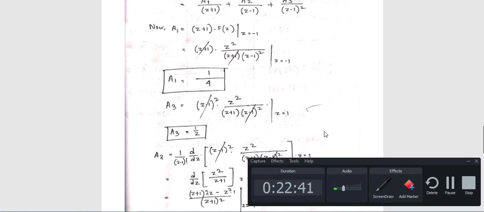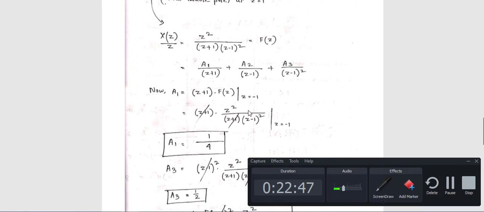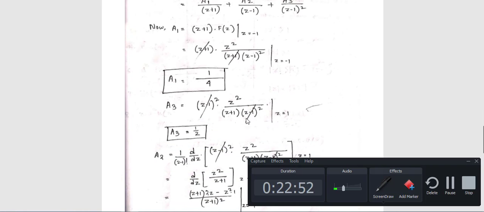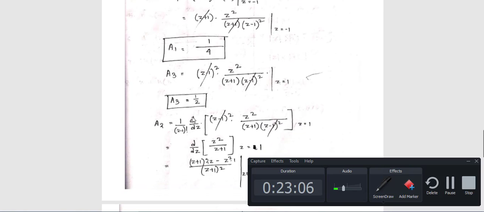Z minus 1 whole square. So just write down z minus 1 whole square into f of z. F of z again means this overall function. So write down this overall function at z is equal to what? Here your function is z minus 1 whole square, that means what is the value of the pole? Z is equal to 1. So write down z is equal to 1. Now in this process, if you put this value and calculate this, your value of a3 will be 1 by 2.